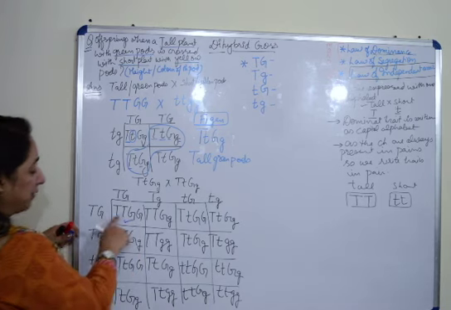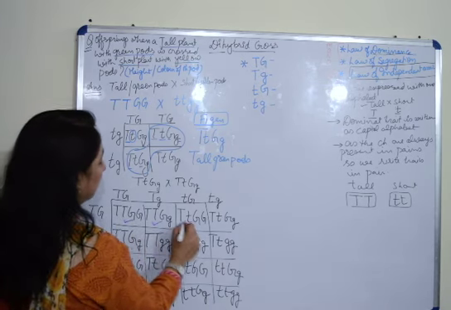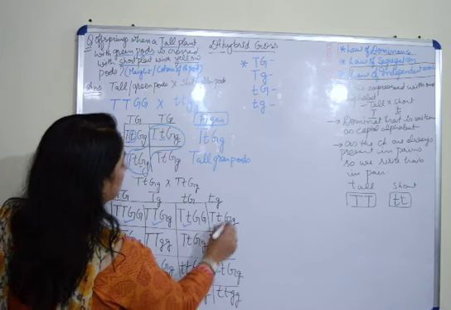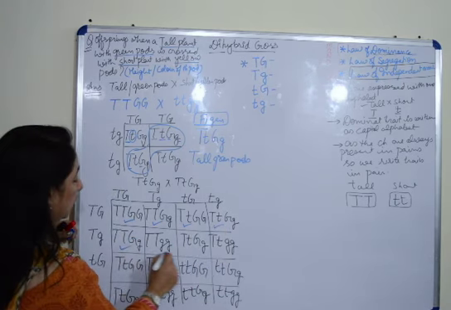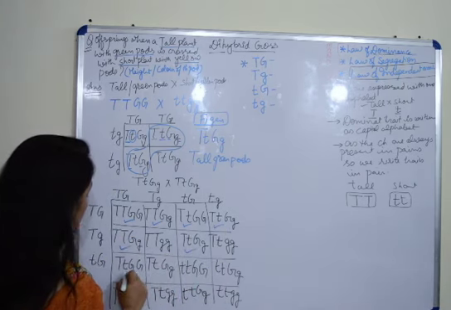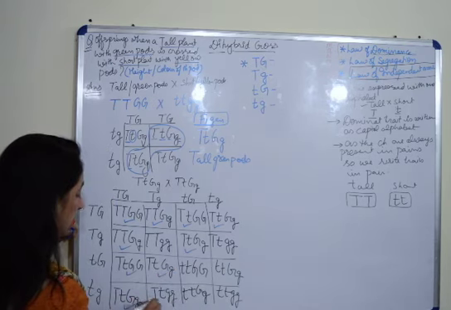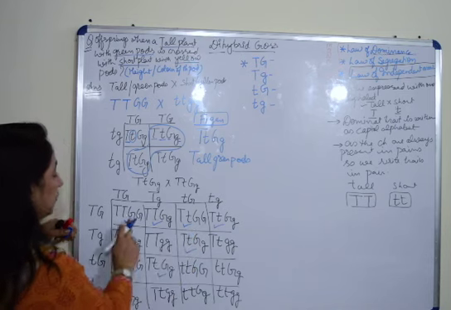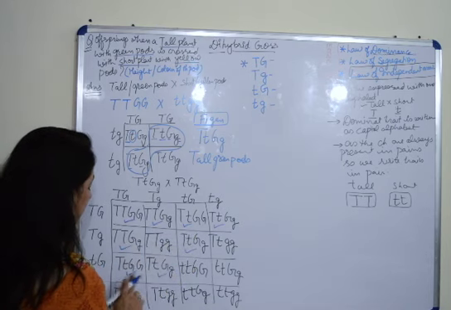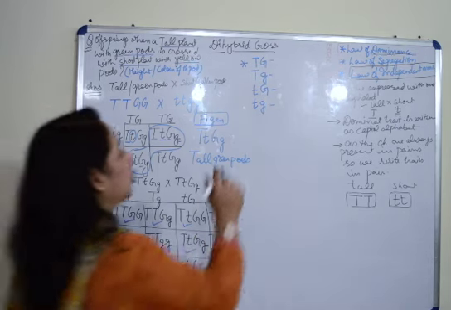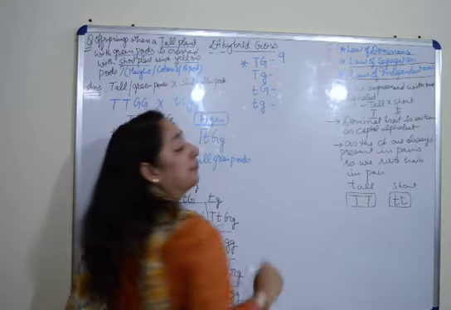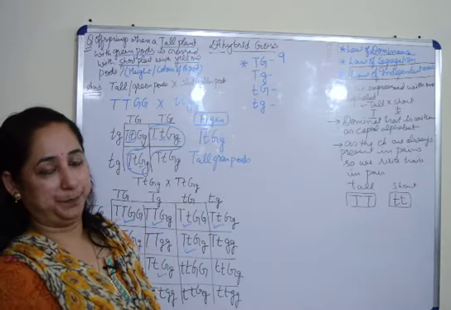So capital T, small g, capital T, capital G, capital T, capital G, capital T, capital G. Here also, here also, here also. It's here, it's here, done. So it's 1, 2, 3, 4, 5, 6, 7, 8 and 9. So 9 boxes have both dominants.